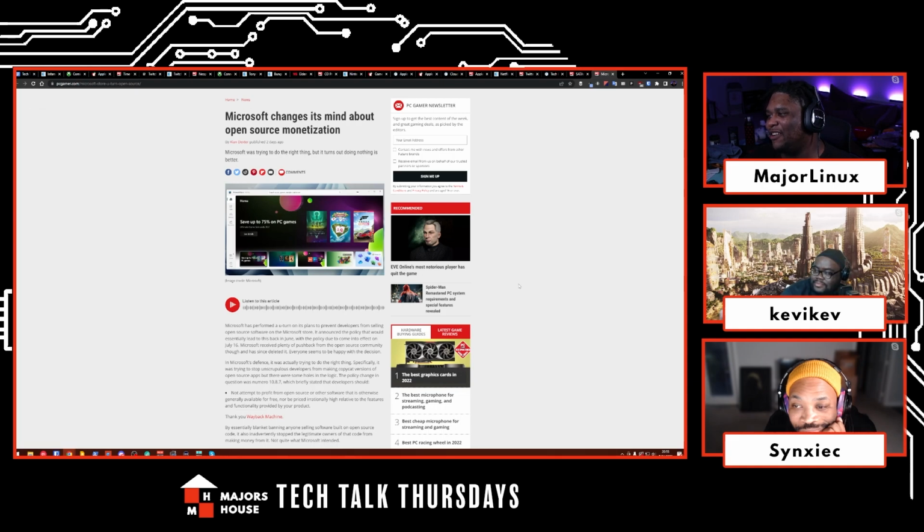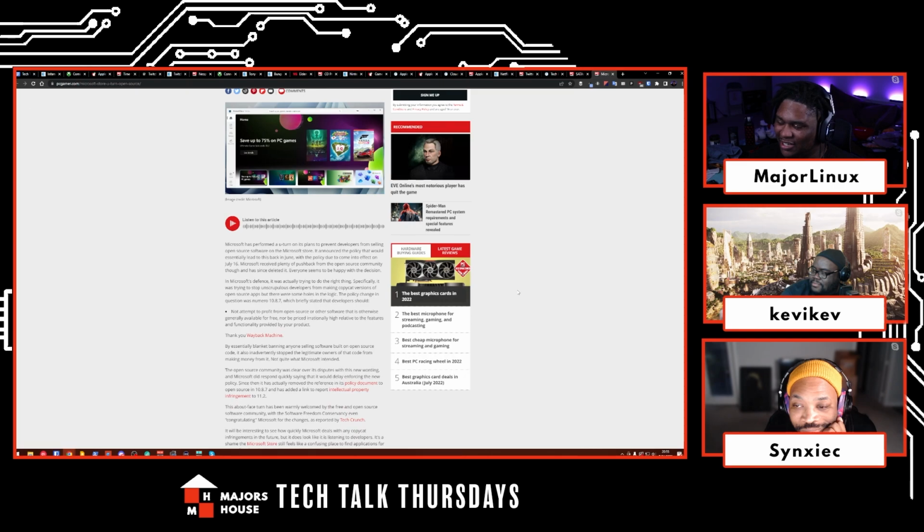In more Microsoft news, Microsoft changed its mind about open source monetization. Essentially, they were trying to stop people from stealing open source code that was readily available and trying to sell it in the Microsoft Store, which was great. That's fine. But they worded it so vaguely that it applied to anybody who uses open source code in their project and is selling it, whether they legally have permission to use the open source code or not, who then cannot sell their apps in the Microsoft Store.